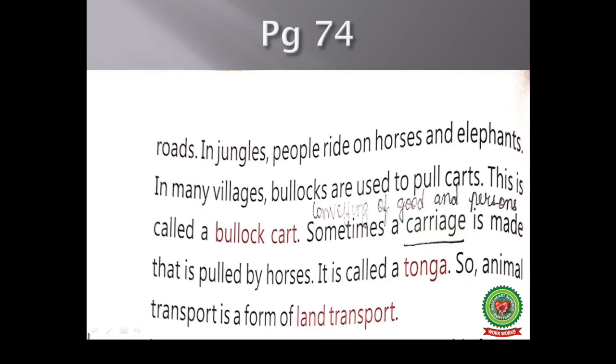Sometimes a carriage is made that is pulled by horses. It is called a tonga. Underline carriage, write down the meaning: conveying of goods and persons. So tonga is also called a horse cart as it is pulled by a horse. So animal transport is a form of land transport.